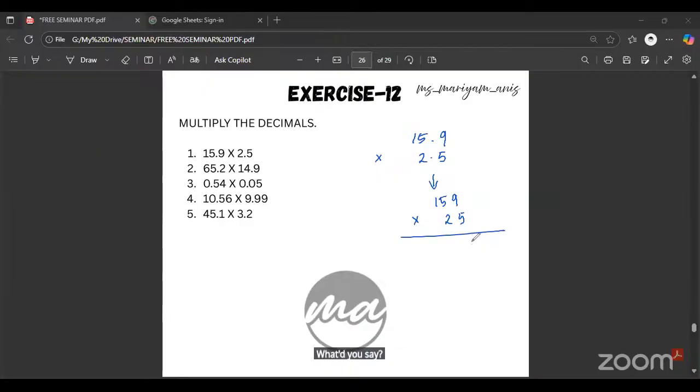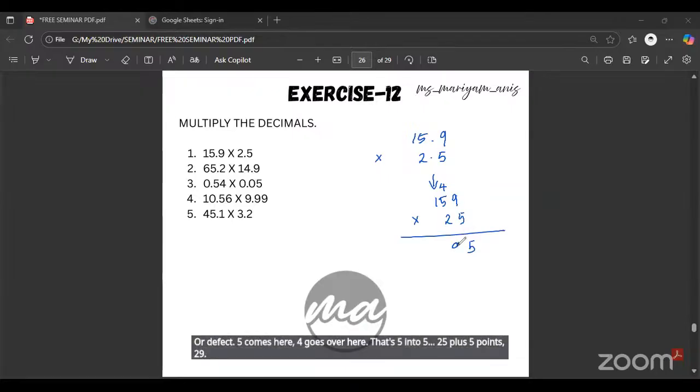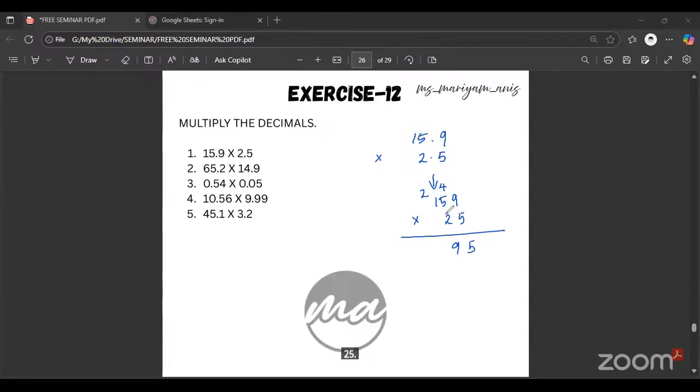45. 5 comes here, 4 goes over here. What's 5 into 5? 25. 25 plus 4 is 29. So 9 comes here, 2 goes over here. 1 into 5 is 5. 5 plus 2 is 7.